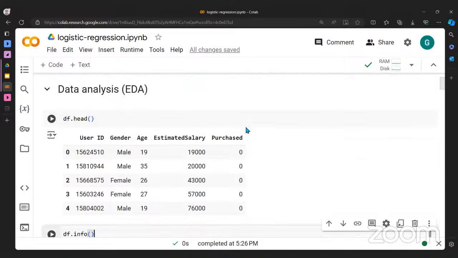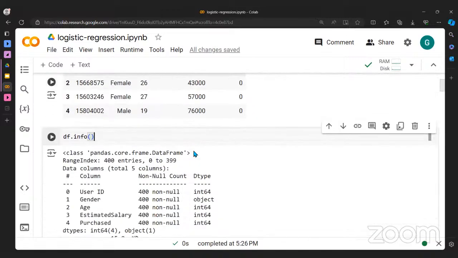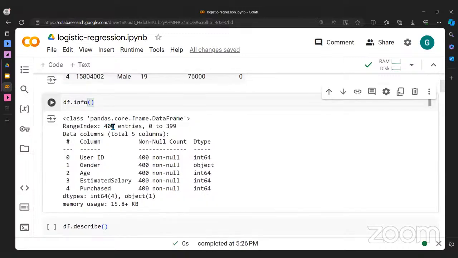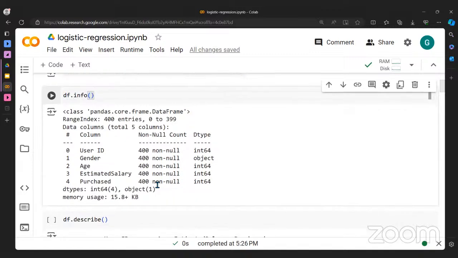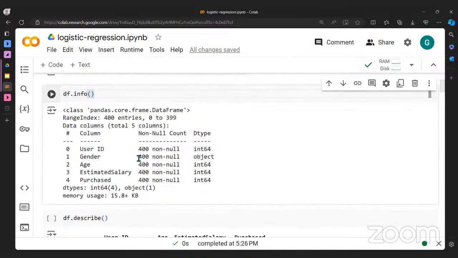So this is just a preview of the data. We have 400 entries, that's 400 observations. Looking at this, we know that there are no missing values, so the data is literally clean. The data types are also okay. In other words, we're not going to do too much cleaning here. We don't have any missing values, and the data types look okay. Gender is text, and the rest are integers. The size of the data is very small.